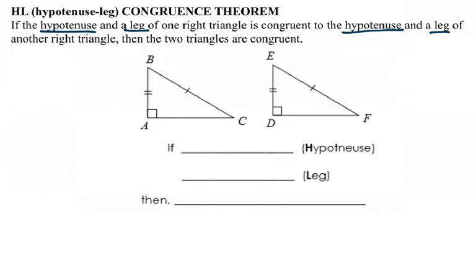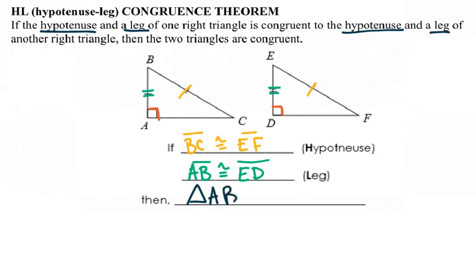Okay, so if I have my hypotenuses congruent, so BC is congruent to EF, and another leg, it doesn't matter which one, so AB is congruent to ED, or DE, whichever one you want to call that. And they do have to be right triangles, or you cannot use this theorem. Then you can say the two triangles are congruent to each other. Alright, so this is what we're looking for in order to conclude two right triangles are congruent. They have to be right triangles, you have to have the hypotenuses, and you have to have a pair of sides.